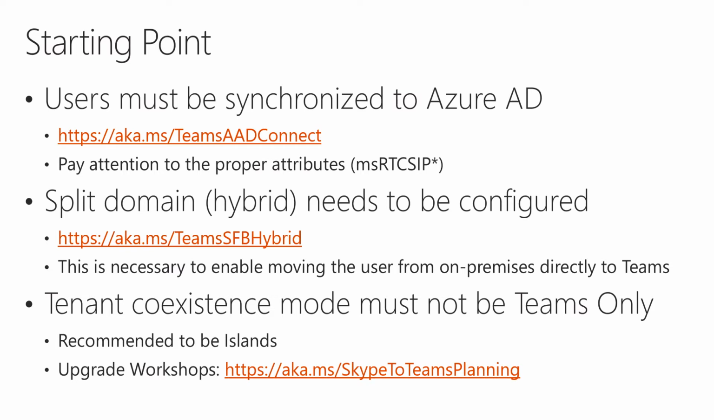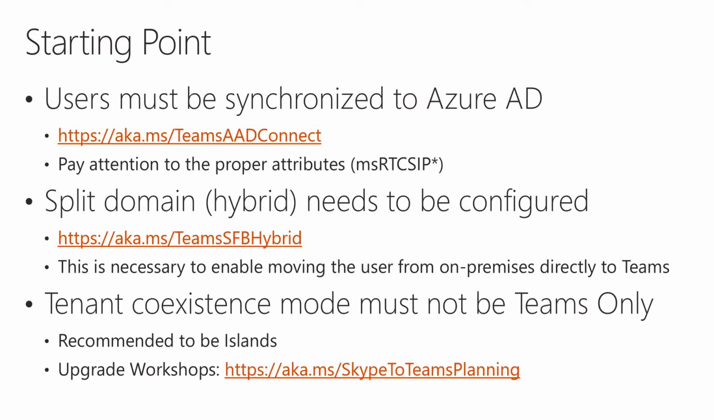The second piece that we need to have configured is what we call split domain, or often referred to as hybrid. You can see on the slide in the middle, the second aka.ms link that we have that will take you to our guidance and documentation on how to configure split domain. Now, this is necessary for us to be able to move the user from the on-premises Skype for Business environment directly into the Teams environment. And if we don't have hybrid configured, we're not going to be able to run the proper cmdlets or use the proper admin tools to be able to do this.